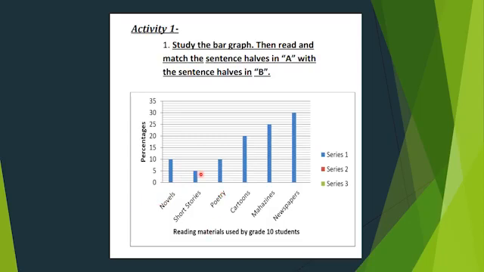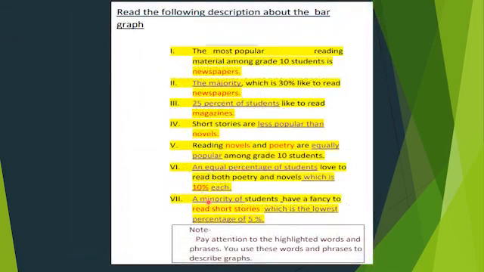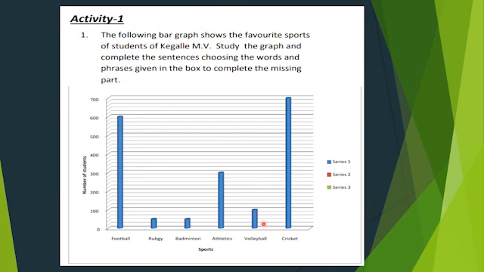Finally, you should highlight the most important thing. What's the most important thing in this paragraph? The last sentence helps you for that. You can write the sentence in this way. According to the paragraph, a minority of students have a fancy to read short stories, which is the lowest percentage of 5%. I hope now you all can describe a paragraph properly.